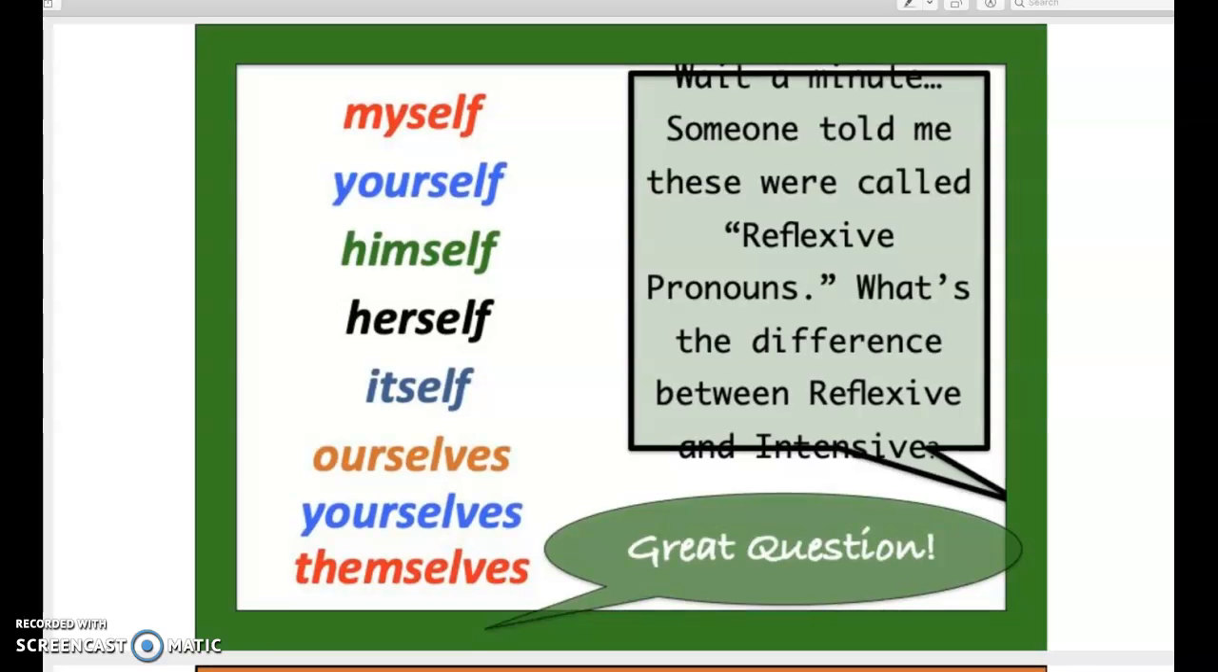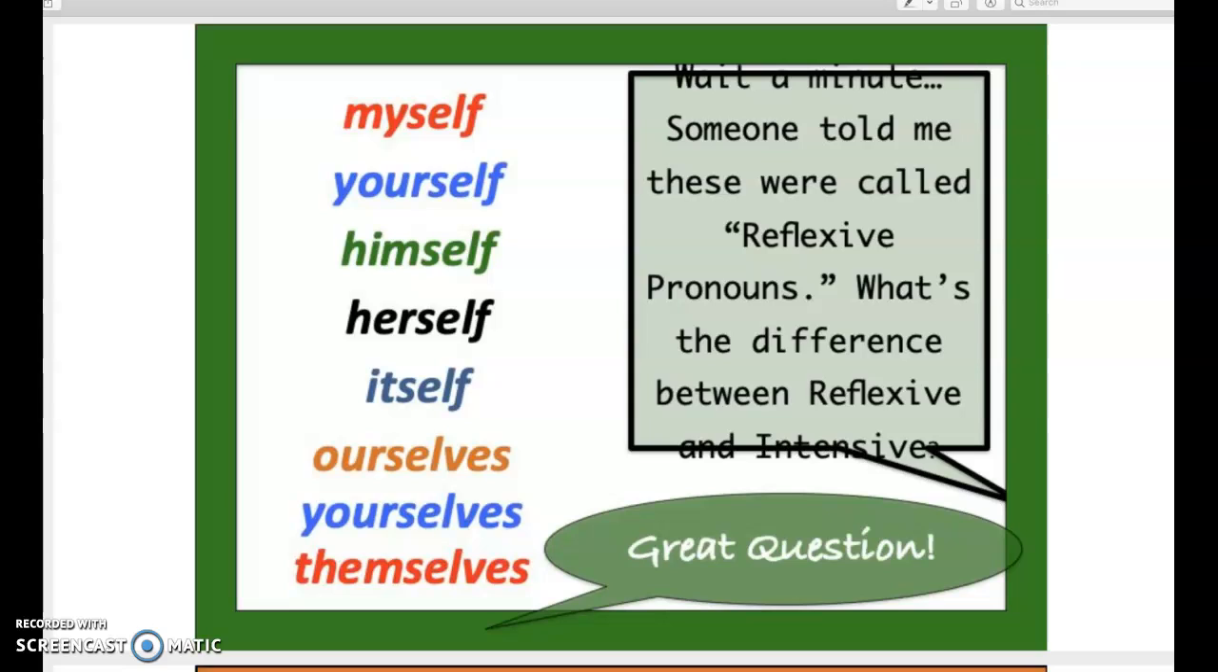Yesterday, we began talking about intensive pronouns. Our standard is that we can use intensive pronouns in a sentence. So to understand how to use them correctly, we need to know what they are and what their purpose is in a sentence. So we know a pronoun is a word that takes the place of a noun or another pronoun in a sentence. Our intensive pronouns all end with self.